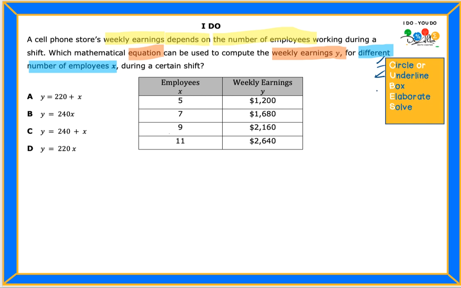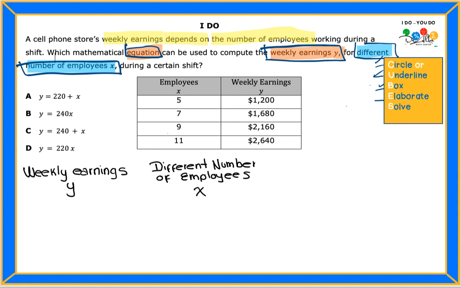and my next step is to box the question. And the question is: find the equation that represents the weekly earnings y for different number of employees x. For the section of elaborate, I'm going to rewrite some of the sentences that are given in the question so I can understand better what's going on.